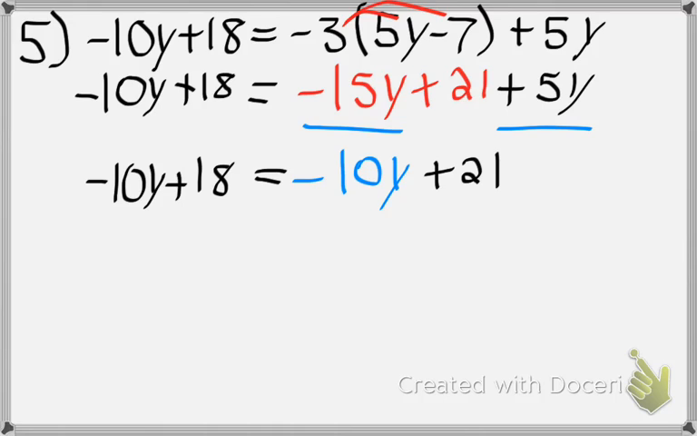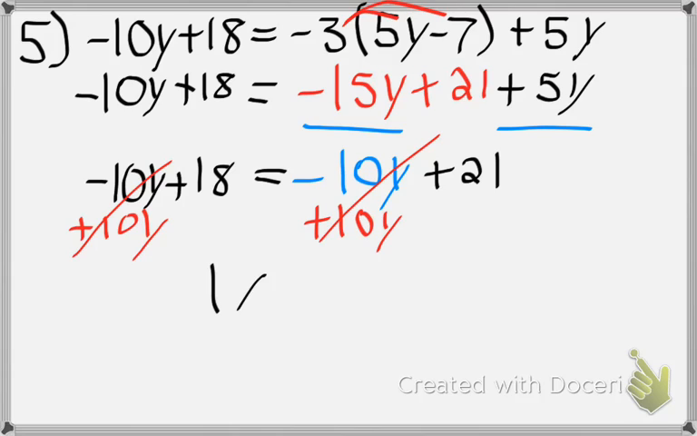Meaning if you were to move negative 10y to the other side, the opposite side is plus 10y or positive 10y. Now, on the left side, those cancel. On the right side, oh, they also cancel. And if you do that, you're left with 18 equals 21. That is a false statement. So that means no value for y will ever make this equation true. No solution.